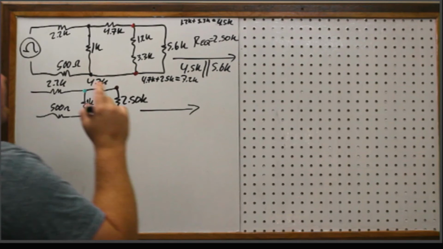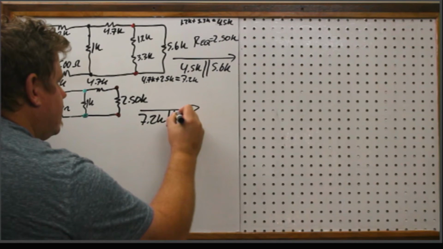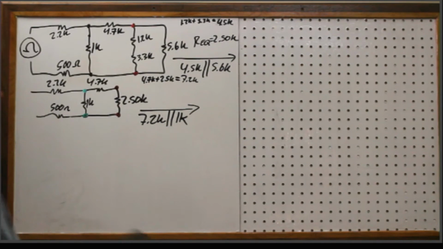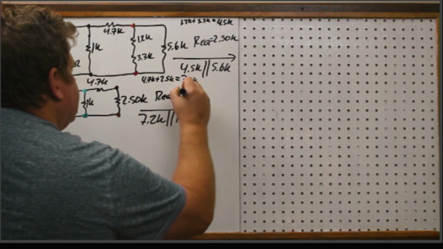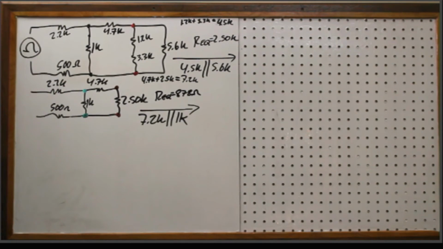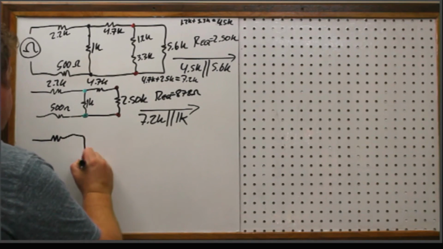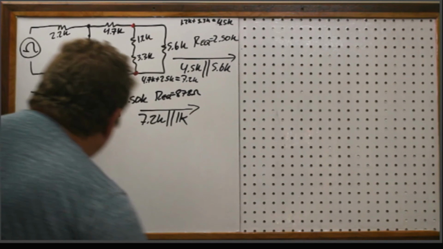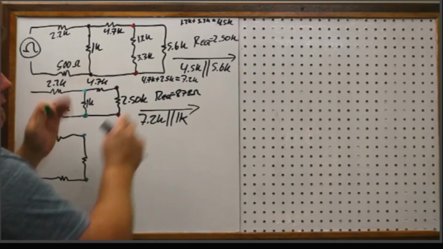All right, so I'm taking 7.2K in parallel with 1K. All right, so let me do that on my calculator. 1 divided by 7.2 plus 1 divided by 1. Take the whole thing to the -1, and I get 878 ohms. So REQ equals 878 ohms. Okay, well, now I'm going to go ahead and replace that. And again, that's my two greens right there. I take all of that out and replace it with that equivalent resistor.